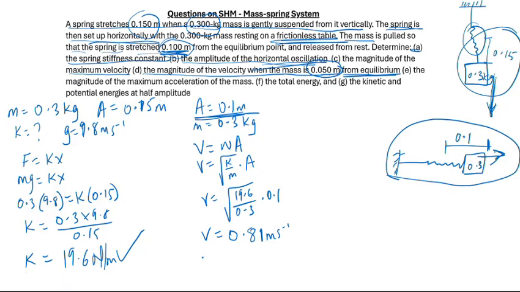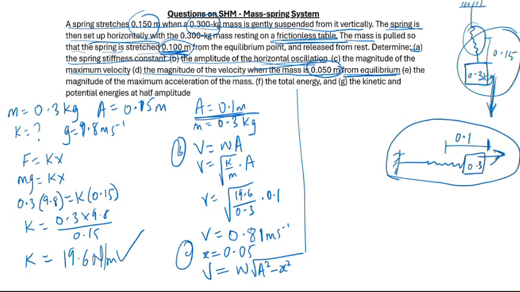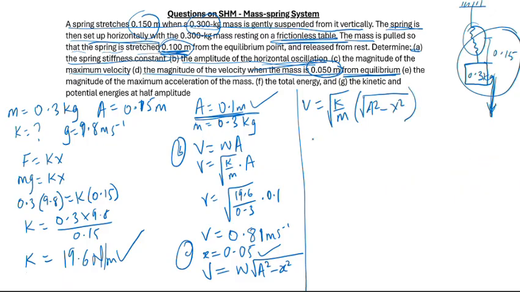position, which means our x, given to us, is now 0.05, and we know that velocity at any point is omega square root of a squared minus x squared, and we know our a to be 0.1 already and our x to be this. Then our velocity equals omega, which is the square root of k over m, multiplying the square root of a squared minus x squared. I can multiply these two together, having the square root of k over m into brackets a squared minus x squared. I can just put it like this.